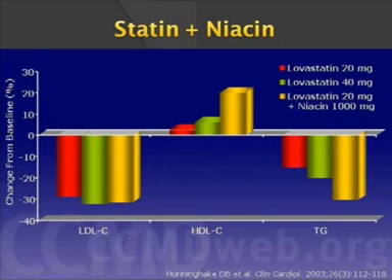This is another slide to show you the effect of combination of statin with niacin. Here lovastatin 20, 40 and lovastatin 20 plus niacin 1000 are used. The red bar is the lovastatin 20, the green bar is lovastatin 40, and the gold color bar is a combination of lovastatin with niacin. In any of these three groups, the LDL cholesterol reduction is the same, but when it comes to the HDL, the combination of lovastatin with niacin is the one which has got the profound effect. And when it comes to the reduction of triglyceride, again the combination of statin and niacin is doing the job well.